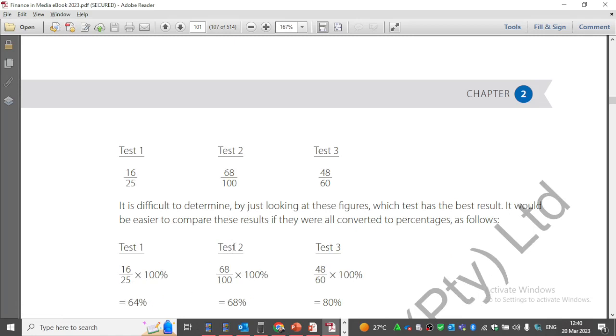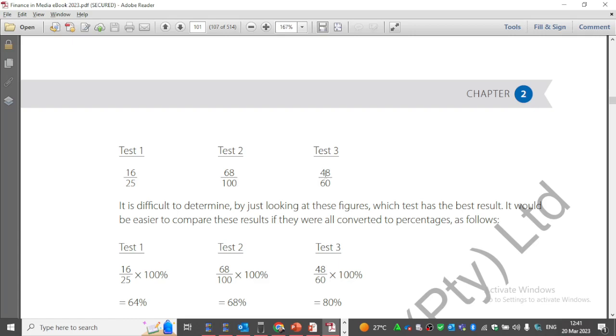In terms of test 2, if you notice, it is already sitting out of 100. Sometimes you find that the value you are trying to convert into a percentage already has a base of 100, and therefore the amount on top represents the percentage. If the base or the denominator is out of 100, the numerator represents the percentage, so nothing will change. Like 68 out of 100, it becomes 68%. If it was 42 out of 100, that would become 42%.